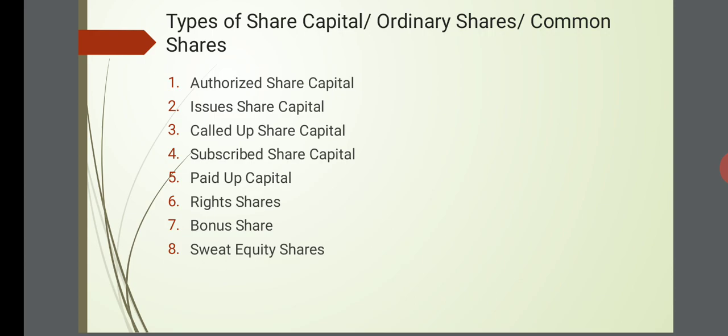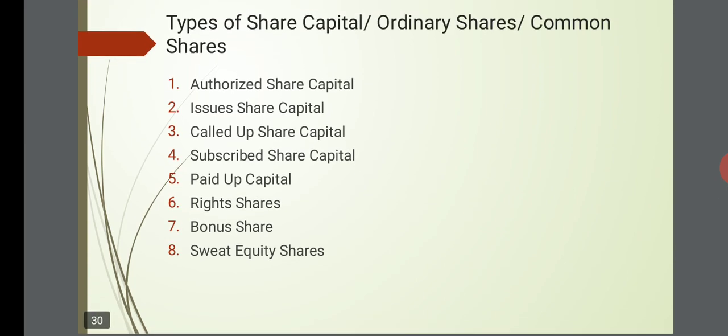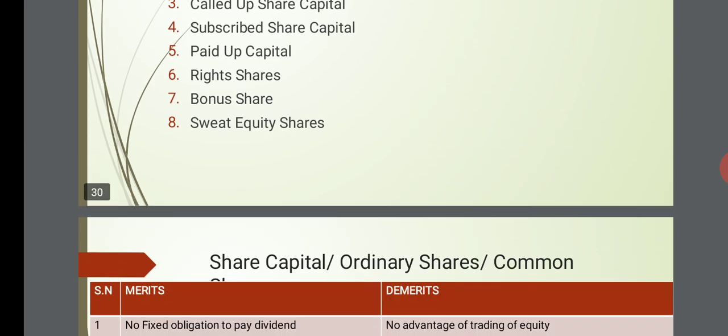And then bonus shares, these are the shares issued out of free reserves. Then sweat equity shares. Sweat equity shares means equity shares issued to the employees of the company, the people who were giving their sweat to the company. These are in the form of ESOPs, employee stock option schemes, etc. So these are the types of equity shares or share capital.